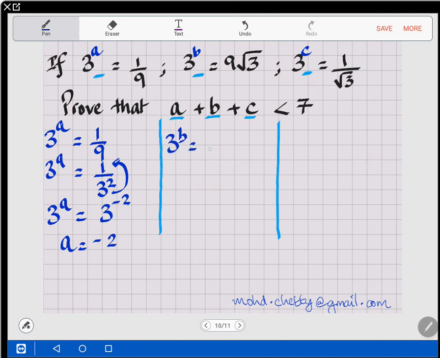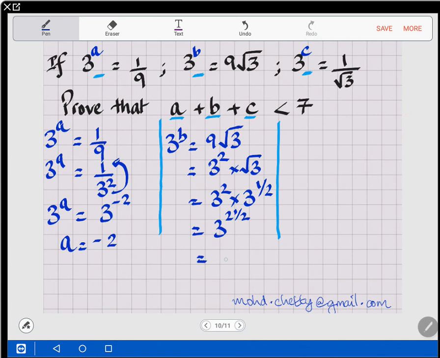3 to the power of b is equal to 9 times the square root of 3. Right. I know for a fact 9 is equal to 3 square, multiplied by root of 3. 3 square times 3 to the power of half will be 3 to the power of 2 and a half, which is equal to 3 to the power of 5 over 2. So 3 to the power of b is equal to 3 to the power of 5 over 2. b is equal to 5 over 2.